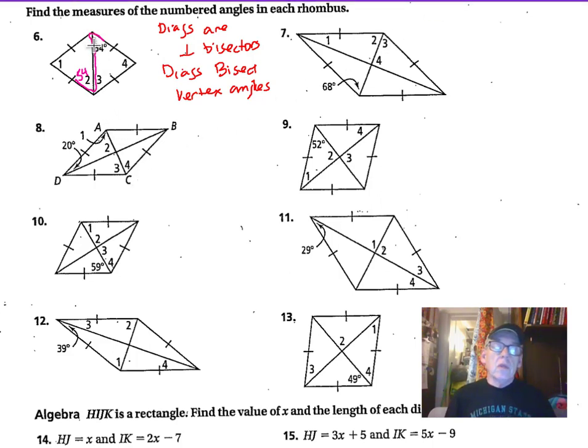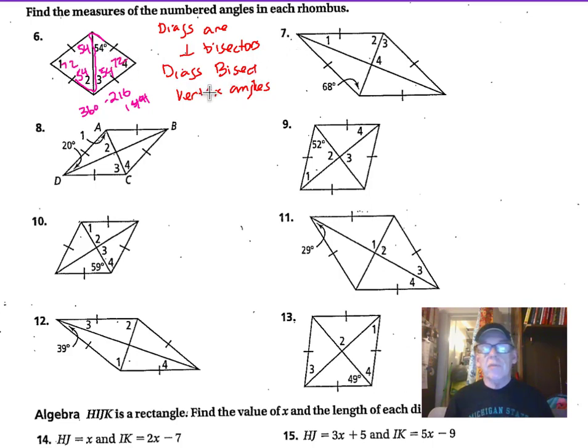Okay, also, the diagonals bisect the vertex angles. So this angle is bisected by this diagonal, which means that this angle 3 is also 54 degrees. And same thing up here at the top, 54 degrees. Now together these make 108 times 2, which is 216. If we do 360, take away 216, we get 144. And so these other two remaining angles need to make up 144, plus they're both congruent, so each one of these is going to be 72.